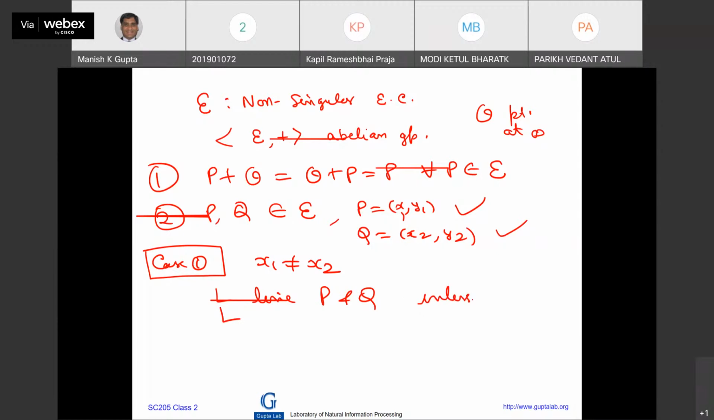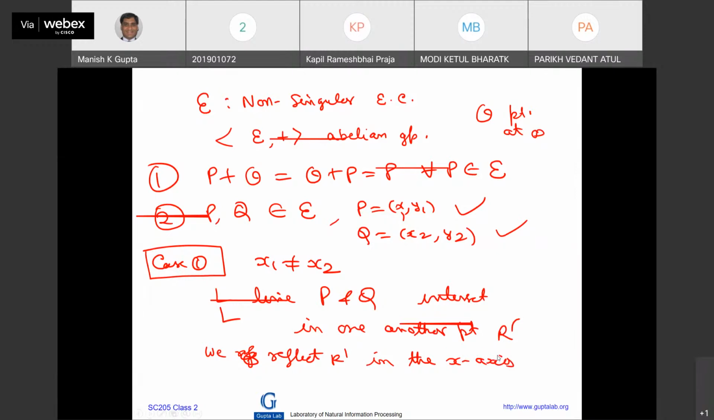So L intersects in one another point R prime. Now we reflect R prime in the x-axis. This is an important geometrical thing that we are doing. We get a point R. So our P plus Q is nothing but R. So let me tell you.